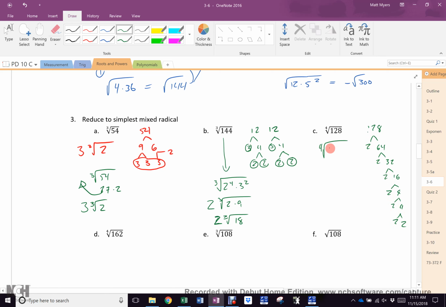4th root of 2 to the 7th. How many 4's fit into 7? 1. So I can get out 1, 2. What did I leave under there? 2 to the 3. That takes 2 numbers to write. We want it in as few numbers as possible, so it is 2, 4th root 8. Is everybody good? Yeah? Great.